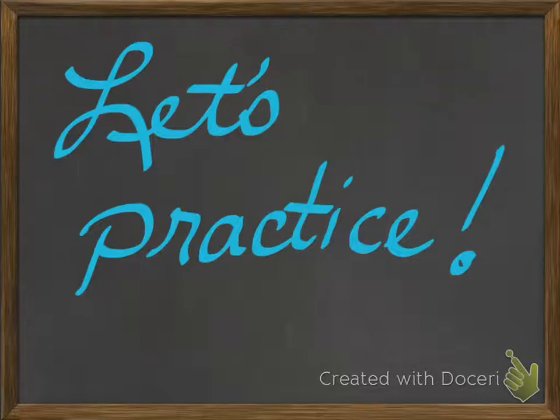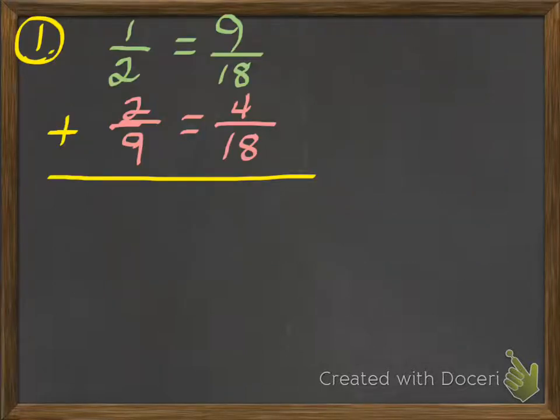So let's practice a few. Okay, so the first ones are pretty easy for you. We've gone ahead and given you the common denominator for both of the fractions. So first I have 1/2 plus 2/9. Okay, you can see that right there, going up and down. And they have given you equivalent fractions. They changed 1/2 to 9/18, and they changed 2/9 to 4/18. Okay, so you didn't have to change anything.